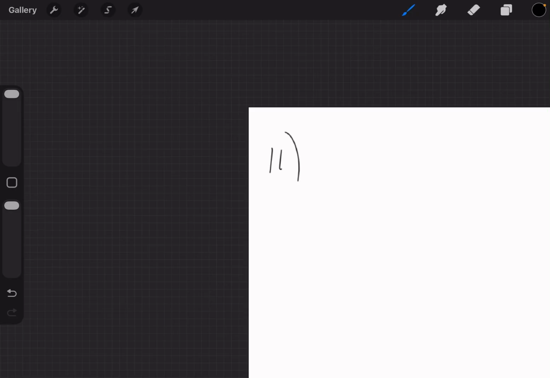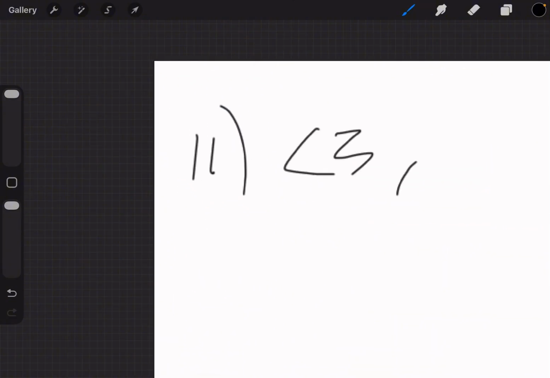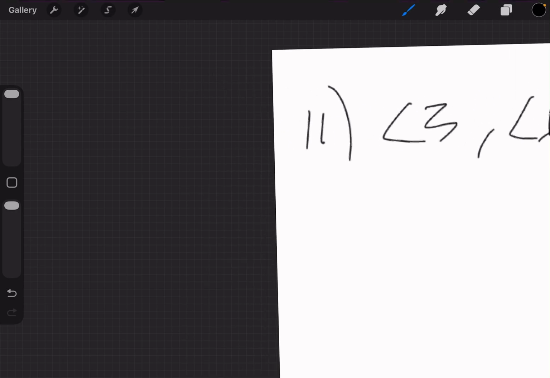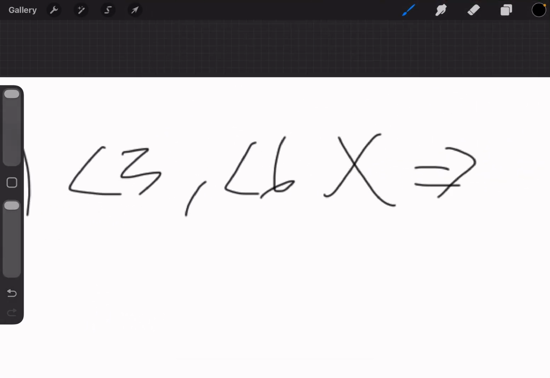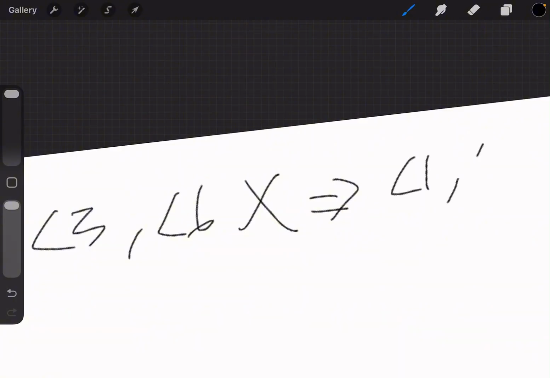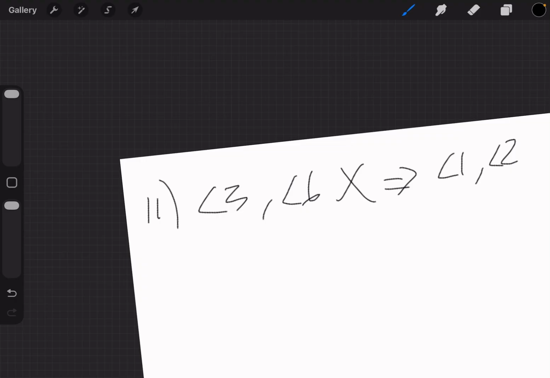And it says measure of angle 4 is less than. For this I wrote angle 3 and angle 6, but it's actually wrong, and it's angle 1 and angle 2. It's this because angle 4 is an exterior angle and the remote interior angles are 1 and 2.